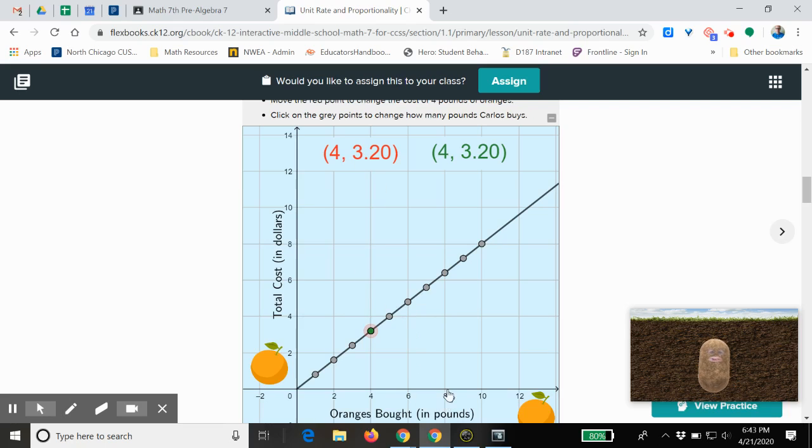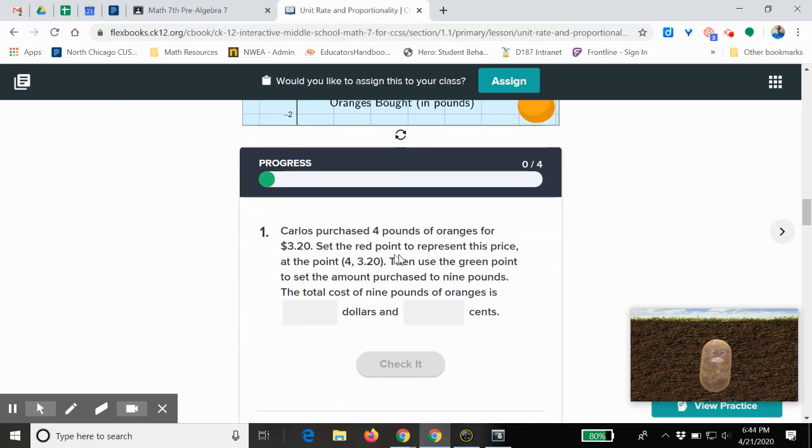So how much is the 9? Well, let's go over here. 9 pounds would be this one. What would the cost be? $7.20. See, it's in between here. So those are proportional because the pounds are proportional to the cost. You buy more oranges, you pay more, but there's some sort of relationship between them.